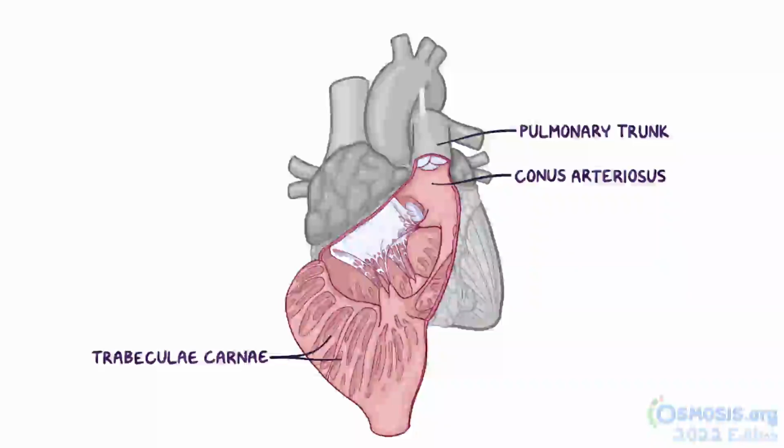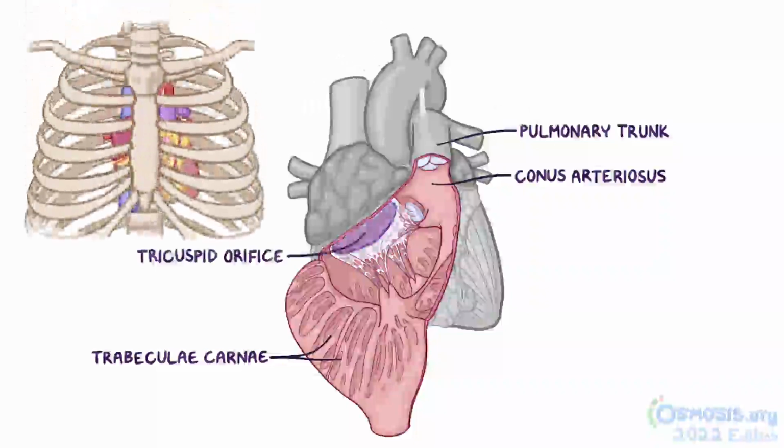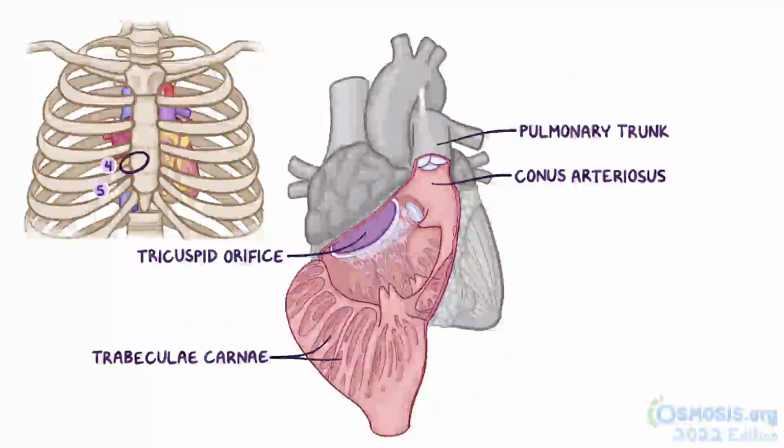So far, so good. Now, the right ventricle receives blood from the right atrium through the tricuspid orifice, which is posterior to the body of the sternum at the level of the fourth and fifth intercostal space. The tricuspid orifice is surrounded by a fibrous ring that's part of the fibrous skeleton of the heart, keeping its shape constant.